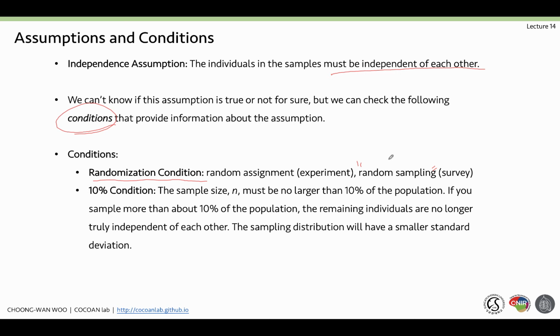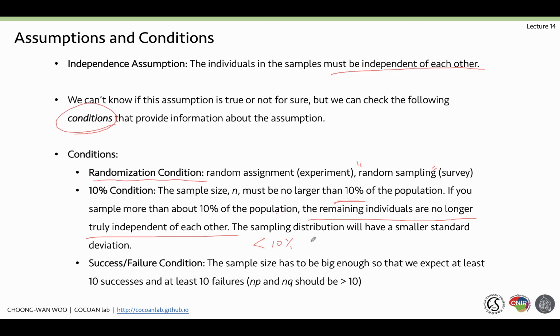Larger is not always better. If the sample size is too large, larger than 10% of the whole population, then the remaining individuals are no longer truly independent of each other. So that sample is related to other samples, and the sampling distribution will have a smaller standard deviation. So the sample size should be less than 10%. But usually the population is huge, so this 10% condition is not that problematic many times. And there's a success/failure condition that is the same as what I just said: np and nq should be larger than 10.